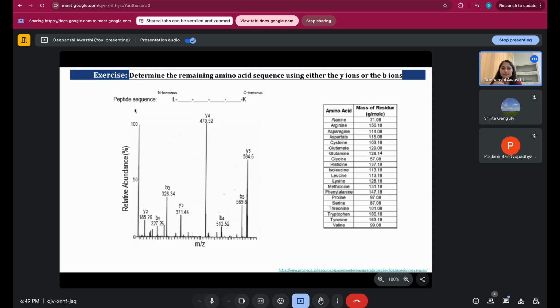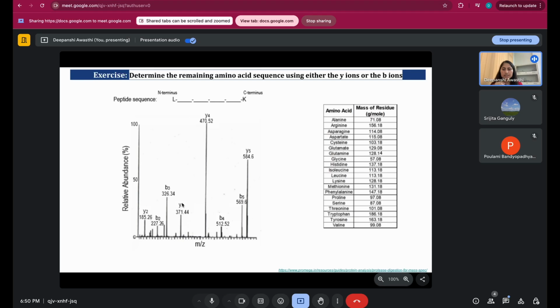In this case, this is the sequence, and we are very clear because this is a trypsin digestion, so it will have lysine at its C terminal, and for your simplicity leucine is given at the N terminal. I hope you are aware of the one letter code of amino acids. L stands for leucine and K stands for lysine, and you can take help of this table to identify the residues which will be present.